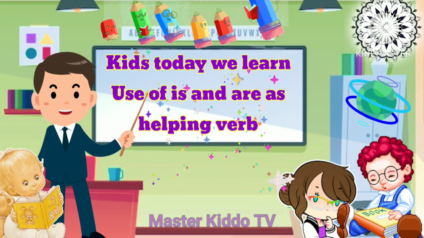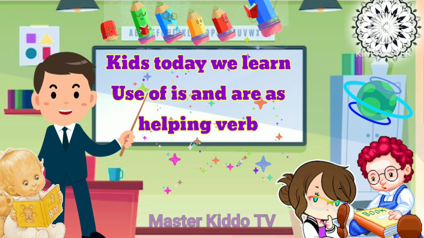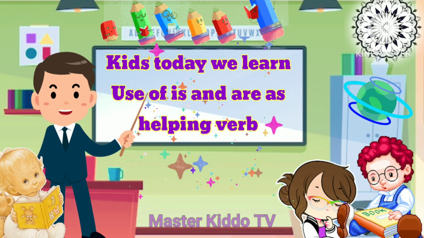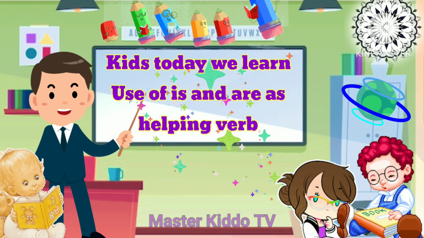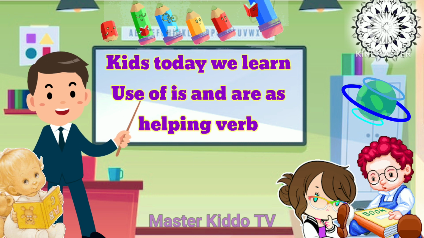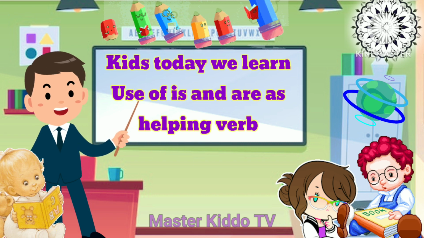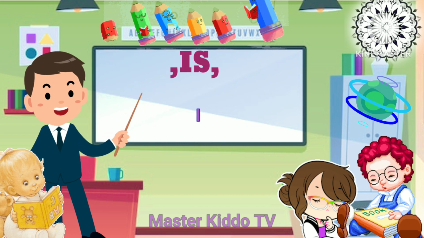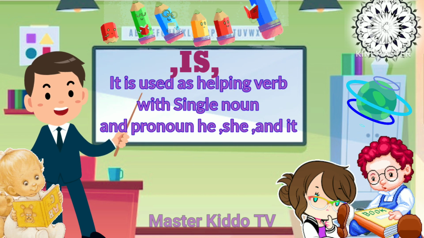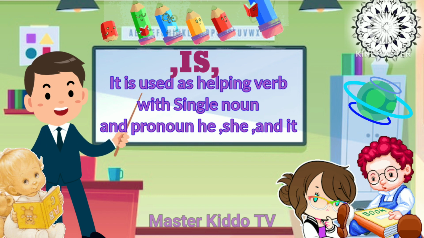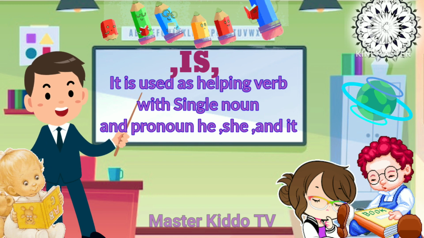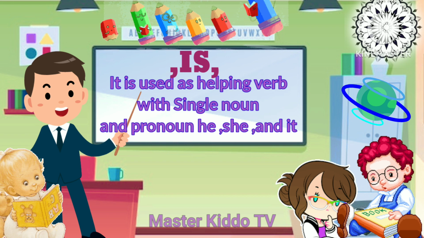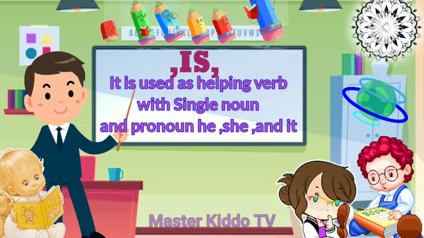Today we learn about helping verbs is and are. Is and are. First we learn about is. Is. It is used as helping verb with single noun and pronouns as he, she, and it.